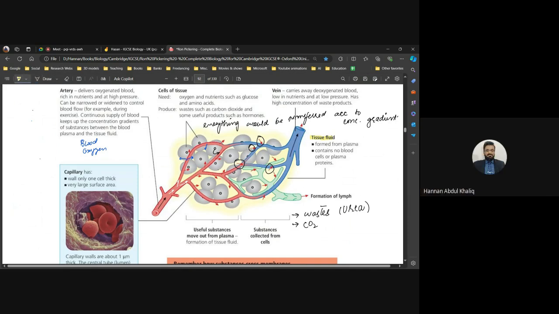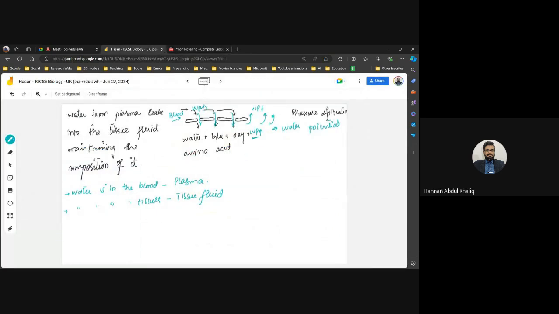A very interesting thing is mentioned here, formation of lymph. What is this? Formation of lymph is when the tissue fluid is there. You know very well that I said that some of the tissue fluid would be returned back to the blood, but not all tissue fluid, not all tissue fluid stays in the tissues.